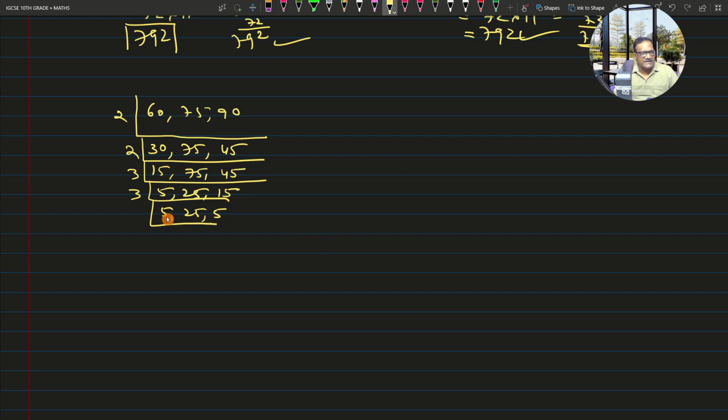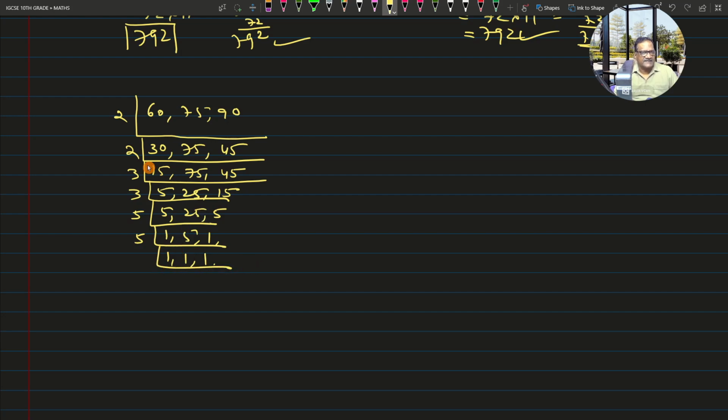Now I can see 3 is not dividing any of this, so I'll go for 5. Now 5 1s are 5, 5 5s are 25, 5 1s are 5 again. And you can see that there's one 5 over here. So once again I'll take 5. This one I'll repeat here. This 5 I'll write here, 1, 5 1s are 5, and this one I'll keep here. So see, at the end I'm getting 1 1 1 in the last row.